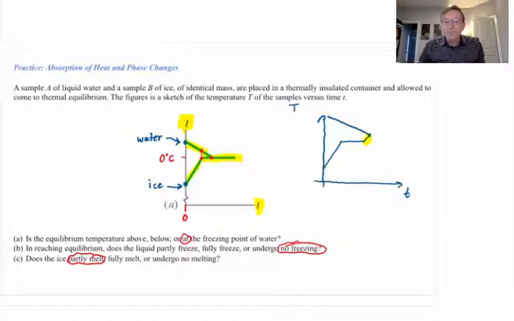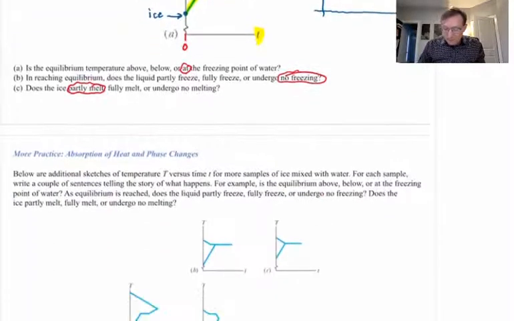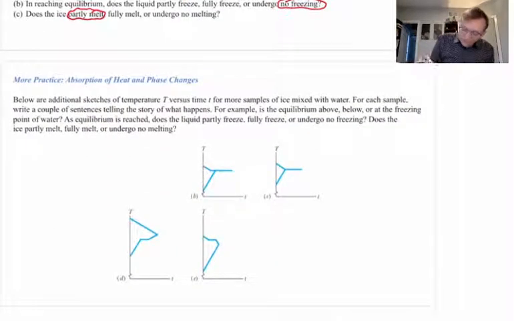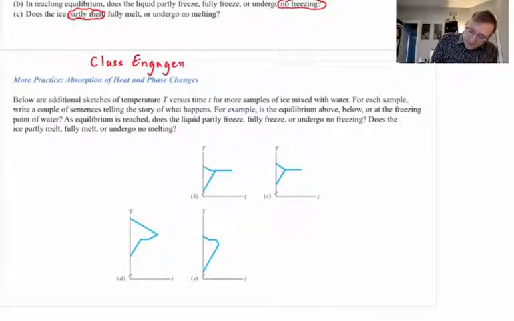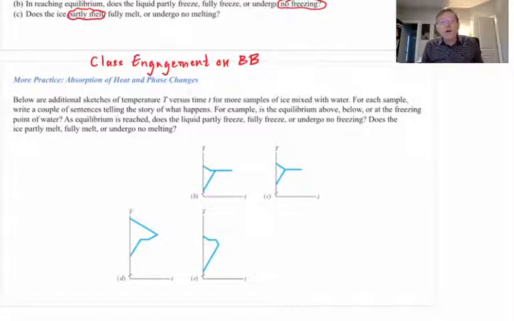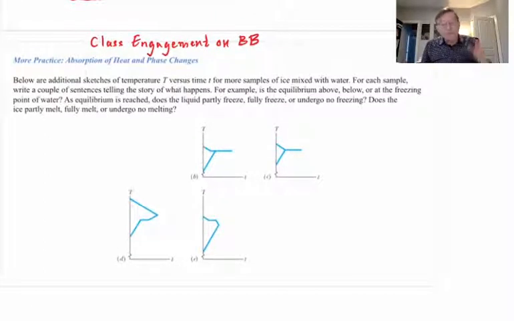So what I want you to do for our class engagement on Blackboard is tell a similar story for a number of other graphs. So here are 4 more graphs of temperature, capital T, versus time, little t, for more samples of ice mixed with water, same amount of mass of each. For each sample, write a couple of sentences telling the story of what happens.